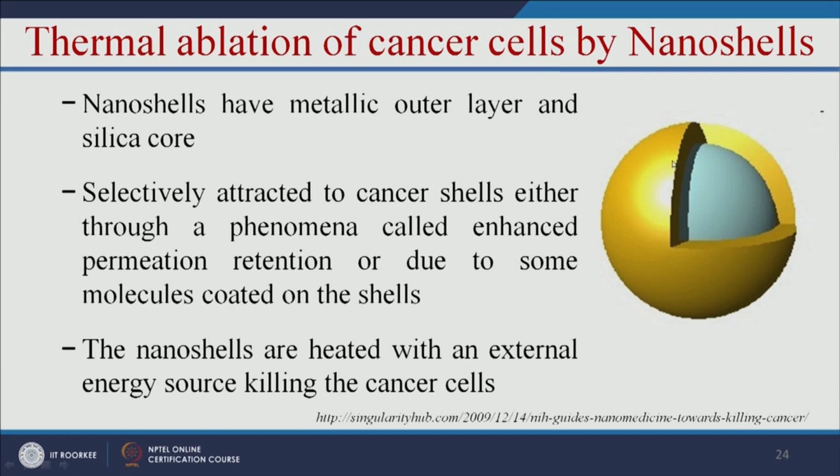So these nanoshells have a metallic outer layer. Okay. So it has a metallic outer layer and silica as a core, and these nanoshells can be targeted to the cancer cells, and when we apply the light it will generate heat. So that heat will kill the cancer cells, that is called thermal ablation of cancer cells by nanoshells.